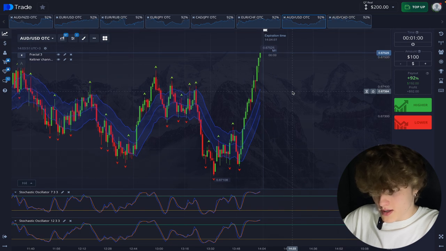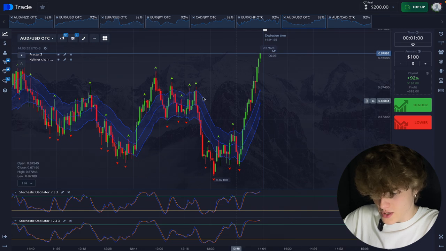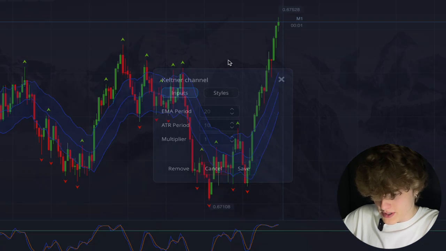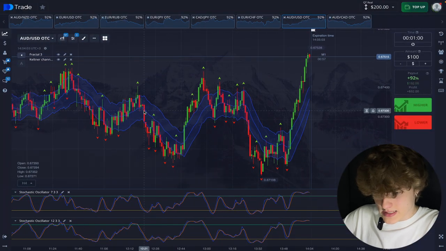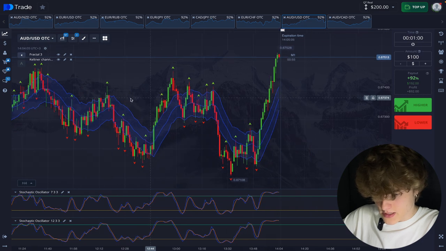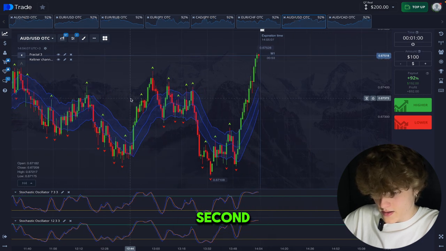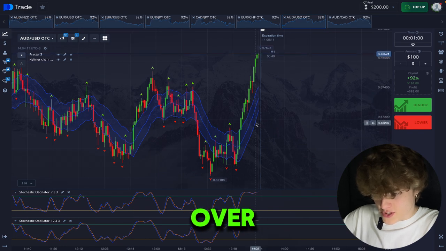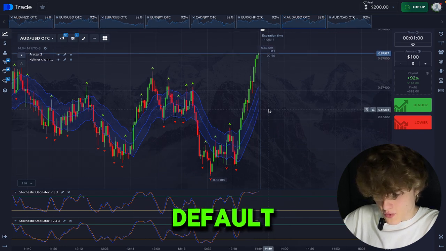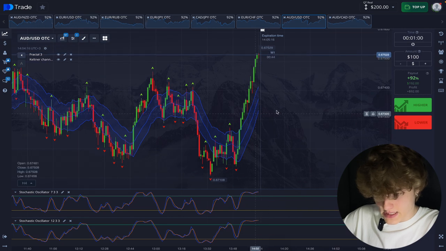Okay, so let's get to the point. For today's trading, I have chosen the following strategy with use of a fractal indicator with a period of 3, a Keltner channel with absolutely default settings, and 2 stochastic oscillators. The first one has a period of 7, the second one has a period of 12. Oversold and overbought zones I will leave at the default settings of 20 and 80.